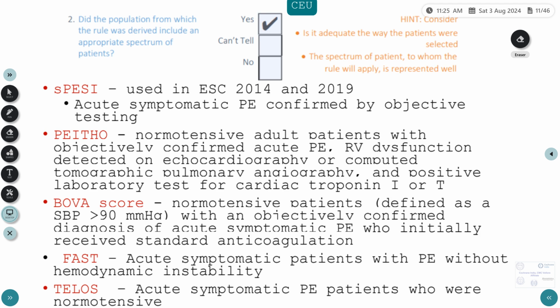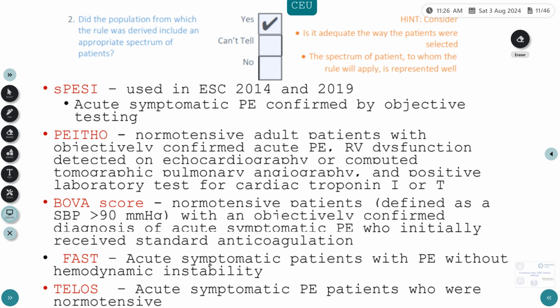So coming to the second question. For the first question, we've seen that the patient population and the variables have been clearly defined. Now, for the second question, we want to see if the population from which these rules were derived was appropriate. We've looked at various scores. We'll see whether these scores have been derived in the population that we are going to look at.